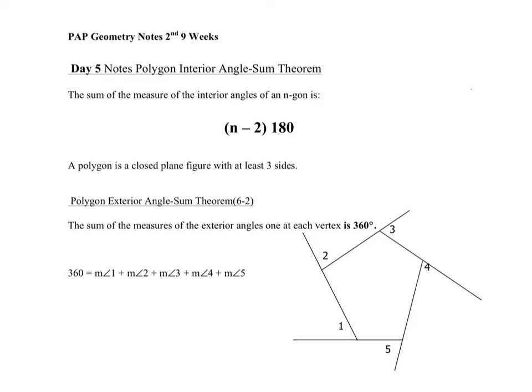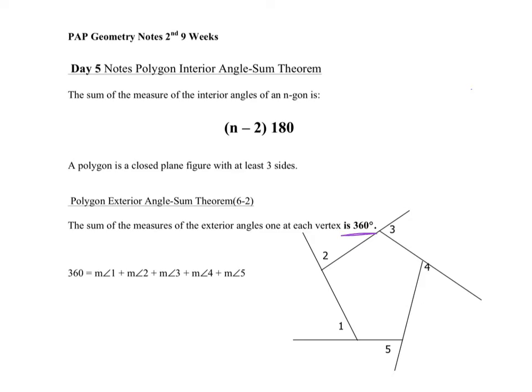The first part of our lesson today is about polygon interior and exterior angle sum theorems. The first rule, the polygon interior angle sum theorem, says the sum of the measures of the interior angles of an n-gon, where n means the number of sides, is n minus 2 times 180. A polygon is a closed plane figure with at least 3 sides, just to remind you of what a polygon is. The exterior angle sum, when you add all the exterior angles together, will always add to 360 degrees.